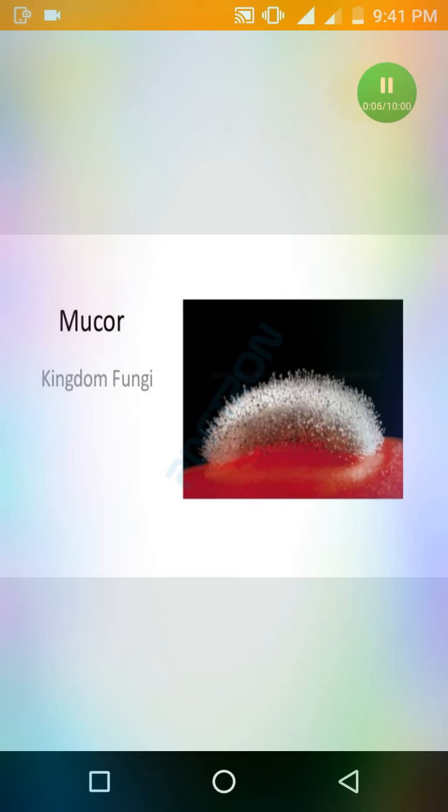Let us discuss the topic, Mucor. Mucor belongs to the kingdom Fungi. Let's use the diagram of Mucor.